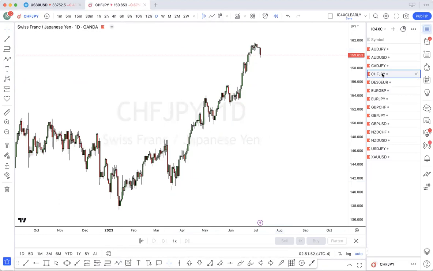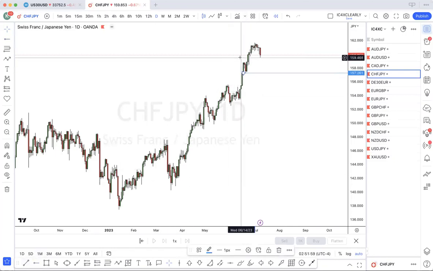CHFJPY, it looks the same. This is the last swing low.